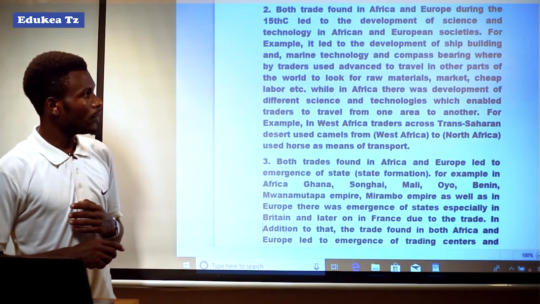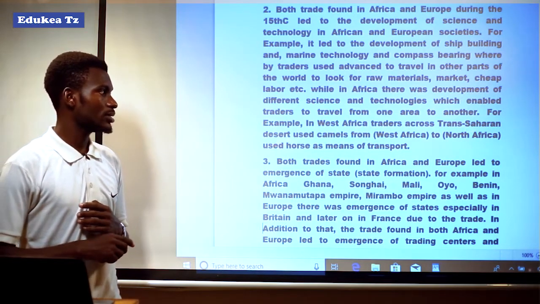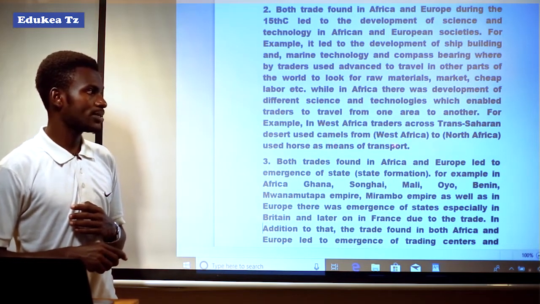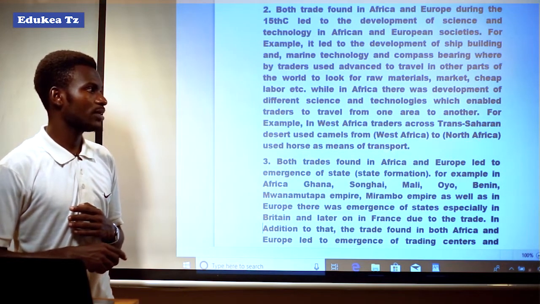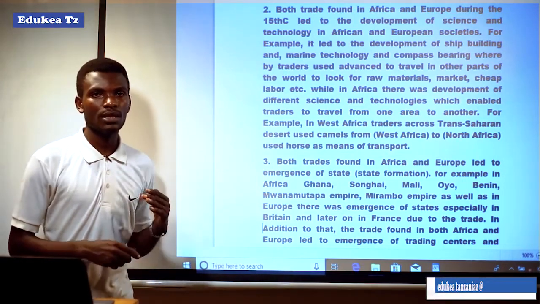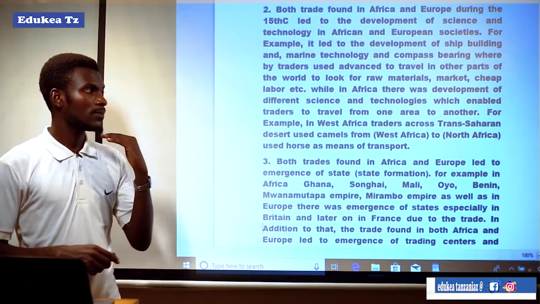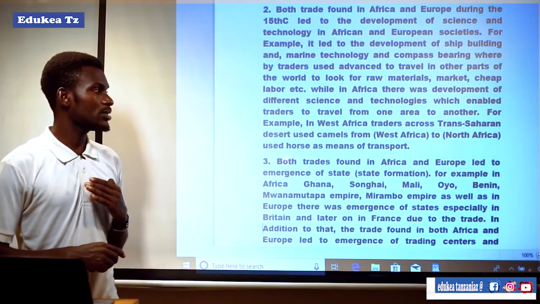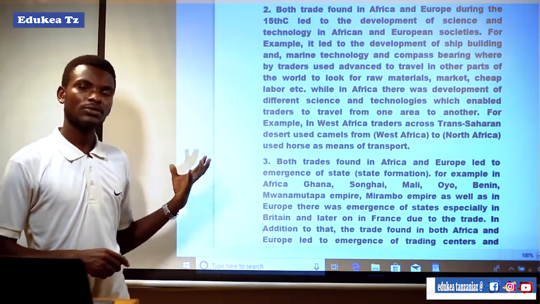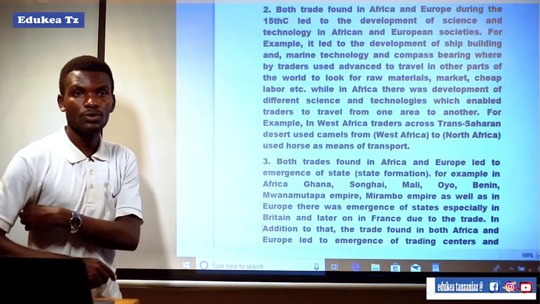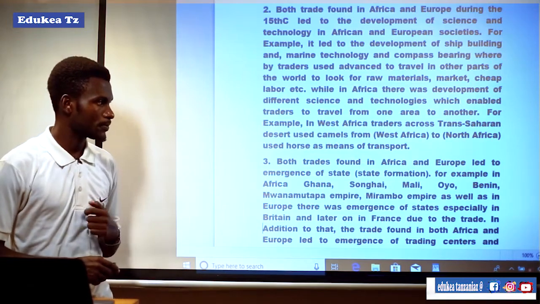Another, for example, in West Africa, traders across the Trans-Saharan used camels from West Africa to North Africa, and used oxen as a means of transport. It means that there was the use of camels and oxen, whereby the West African societies were crossing the Sahara desert by using those animals. So these were the advancements in science and technology, whereby animals were discovered to be used as a means of transport.